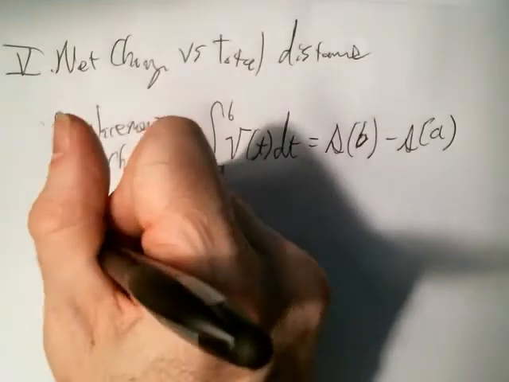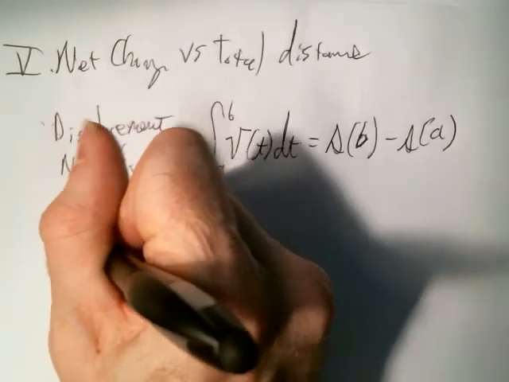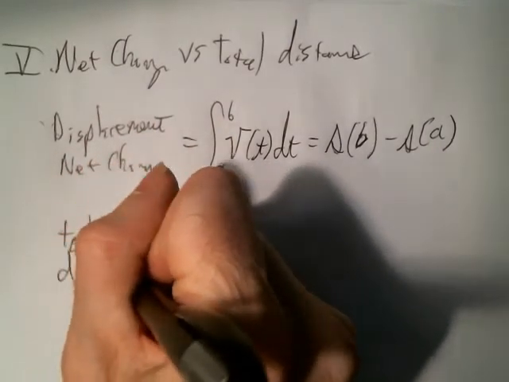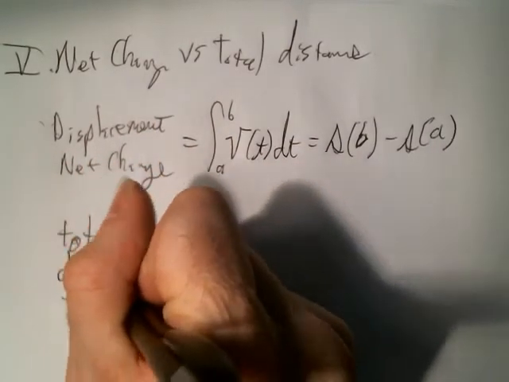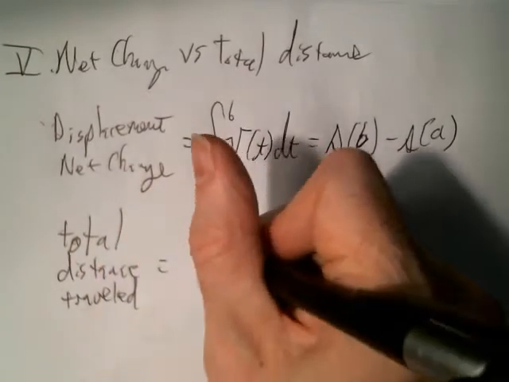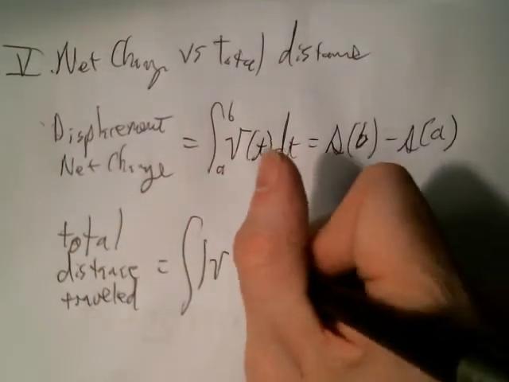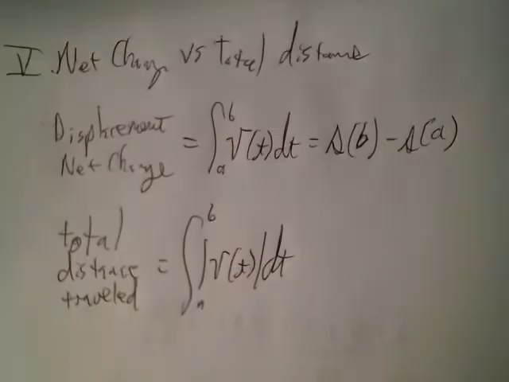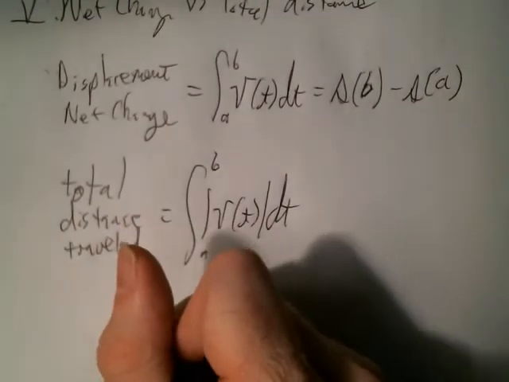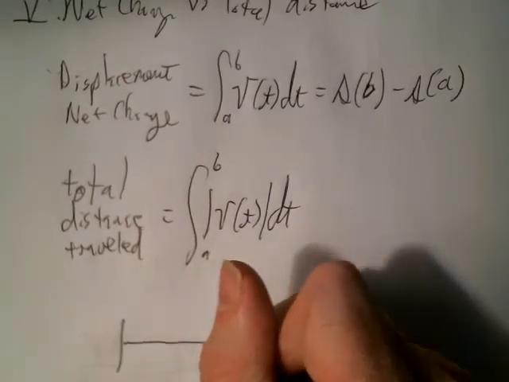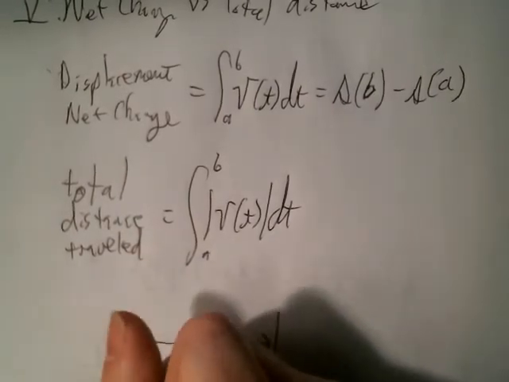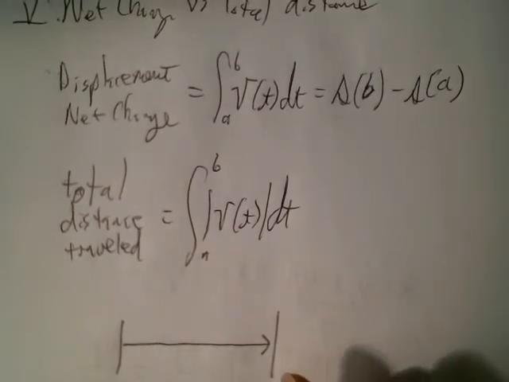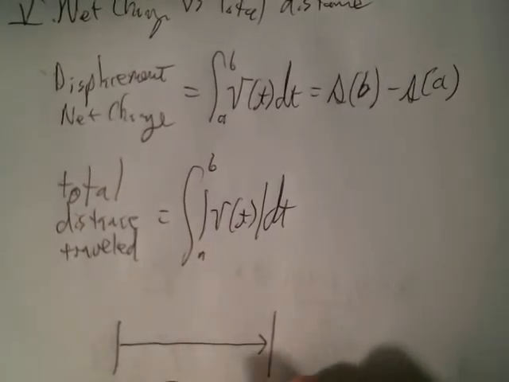Okay. The other type of metric we'll want to know is the total distance traveled. In that case, you're going to want to consider the absolute value of the velocity function from a to b. Okay, so what's the difference between these two? Well, consider you have a particle that goes from position 1 to maybe position 3, and then it goes from position 3 to position 2.